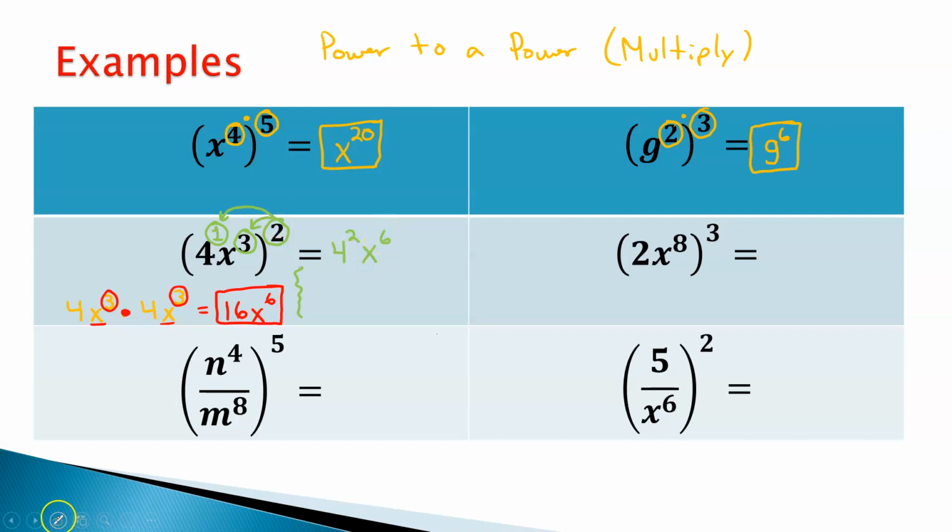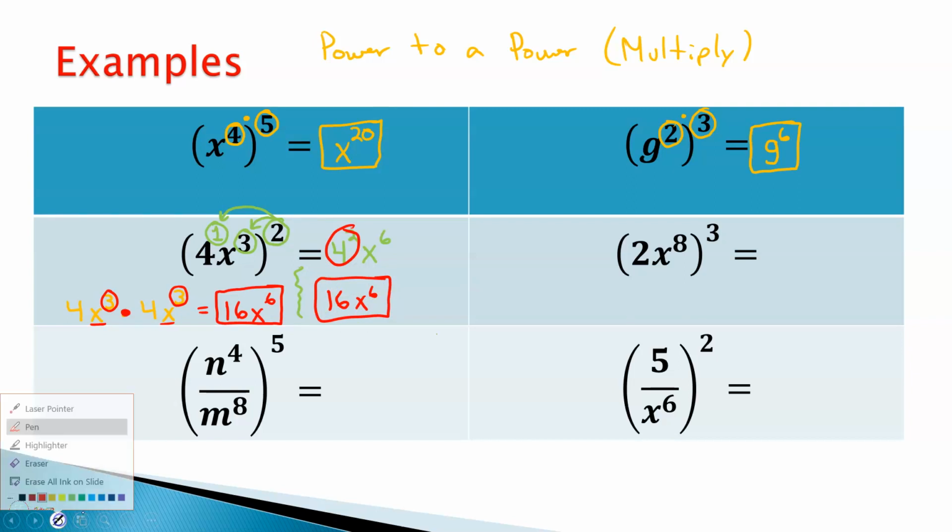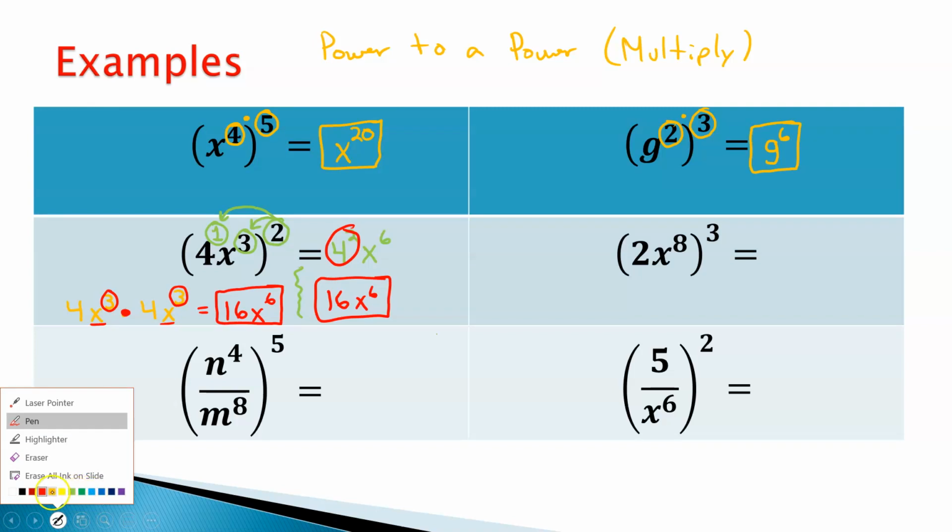And notice, little by little, it starts to turn into that answer that we had before. What is 4 to the 2nd power? That means 4 times 4. What is 4 times 4? 4 times 4 is 16. 16x to the 6. So notice, guys, there's more than one way to approach this problem or think about it. It's completely up to you. Okay, so let me move on to the fourth one here.